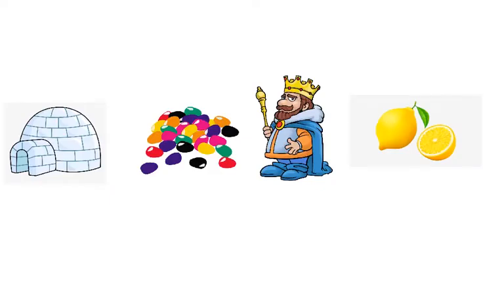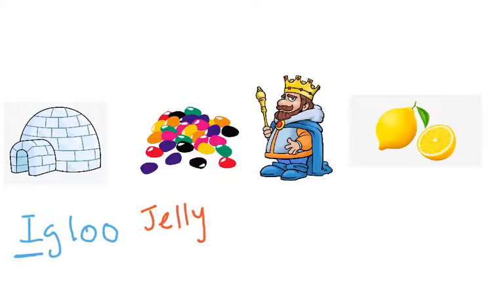Okay, what is this first picture right over here? This is an igloo. And this is an igloo, so we see an I here at the beginning, so that's an I for igloo. Then we have some jelly beans here, so let me write that here. Jelly bean. Okay, then here we have a king. So that's K for king, and I forgot to underline here. So J for jelly bean, K for king.